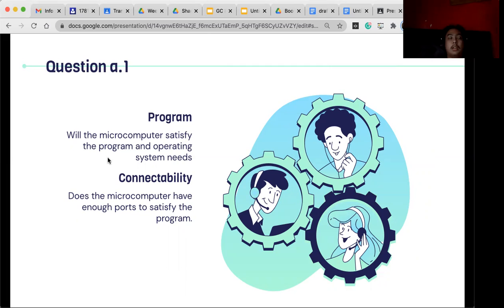Will the specification be enough to run the program, and will the operating system that satisfies the program be available for that microcomputer? So that's basically it. They need to have a microcomputer that would satisfy the program, which is most important, and this operating system specification.